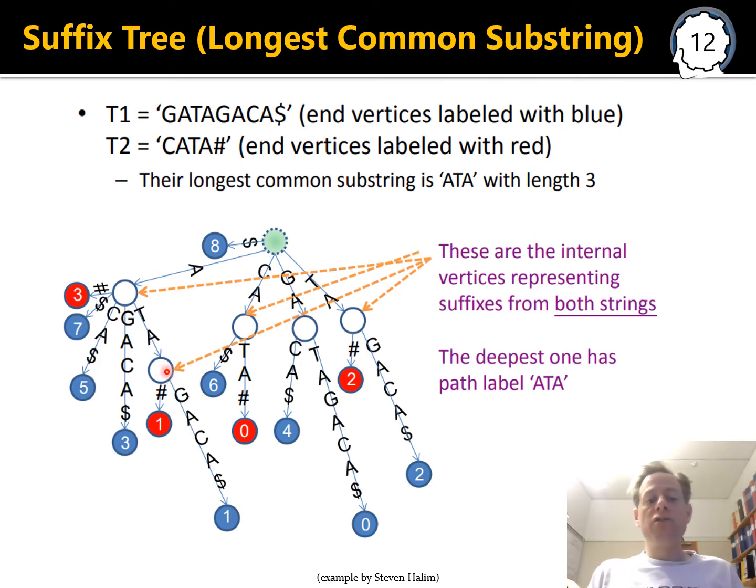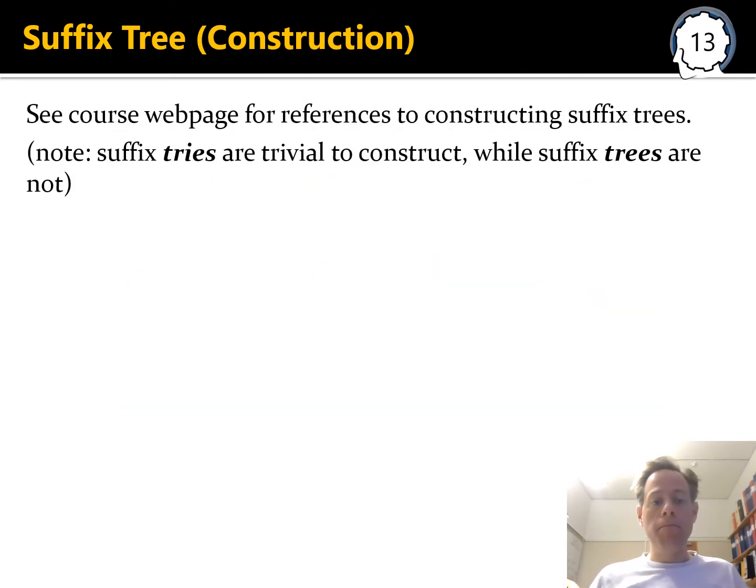So this is an extremely efficient way of finding the longest common substring. Namely, in this case, it's to find the deepest internal node, which means ATA, this one. So very nice property of this. The challenge is that to build these suffix trees is actually quite complicated. So I encourage you to look up and try to understand the way to build these suffix trees.